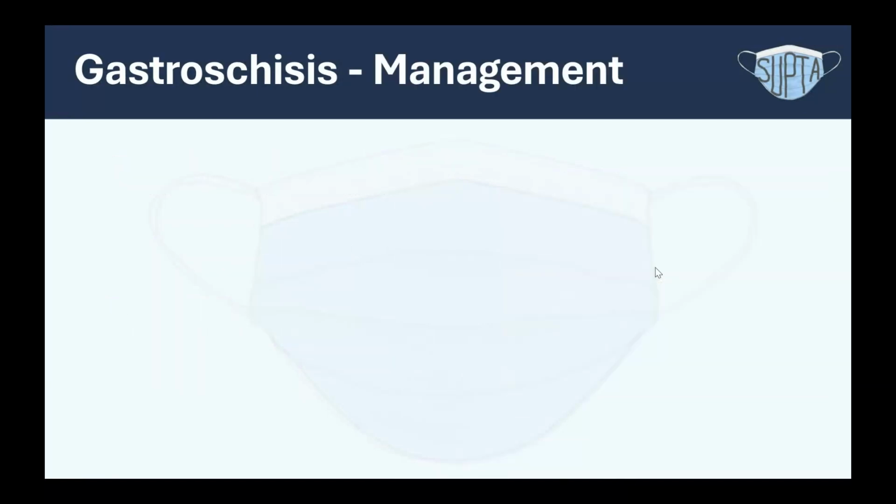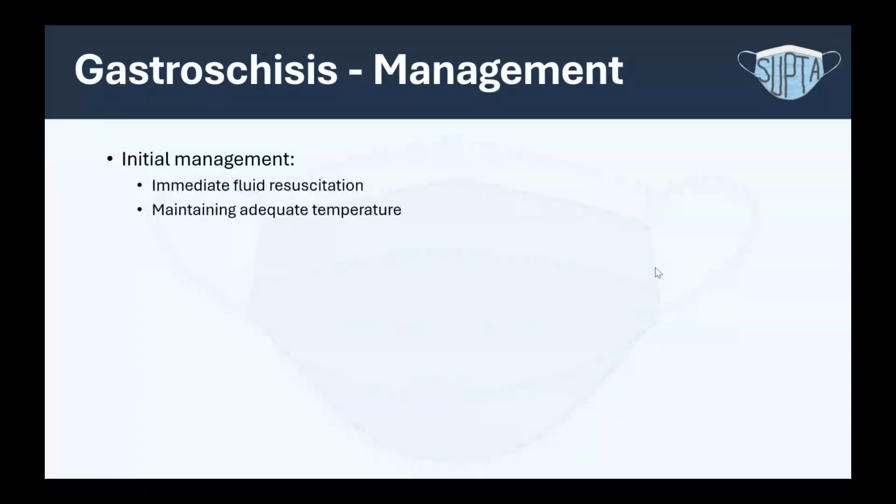Okay, as for management, your priority first is going to be to stabilize the baby. And the first step to take is the same thing as what you would do in an omphalocele. You're going to be at risk of developing hypothermia and also hypovolemia because of the exposure of the bowels. Now, because in gastroschisis there is no protective membrane, you are going to have to cover the bowel with a sterile material. The main purpose of this is to prevent infection and to maintain moisture of the organs.